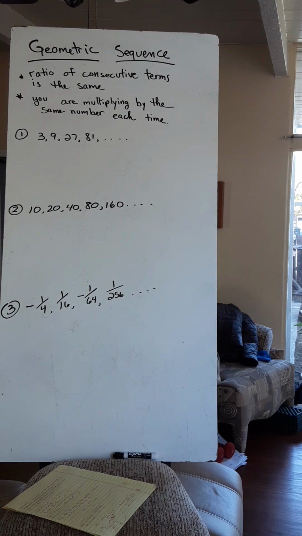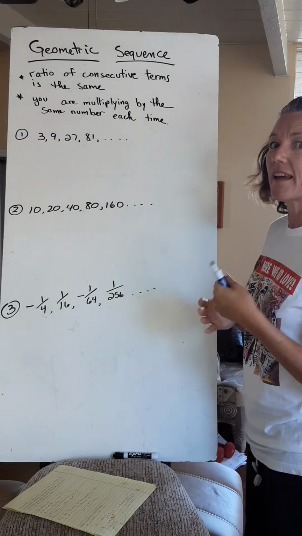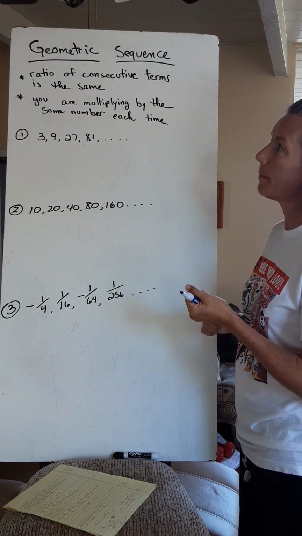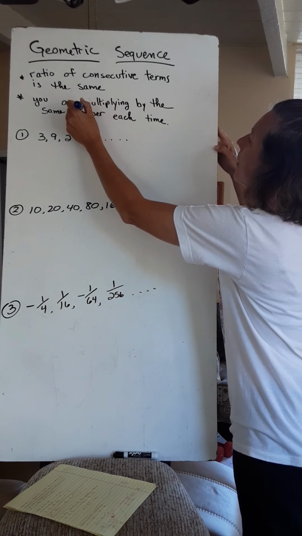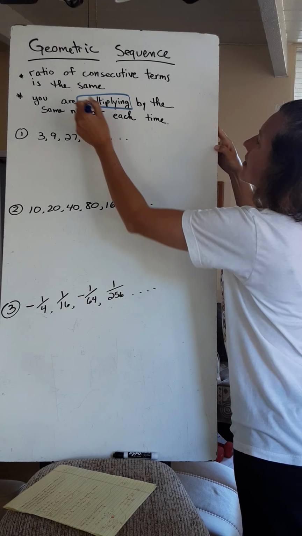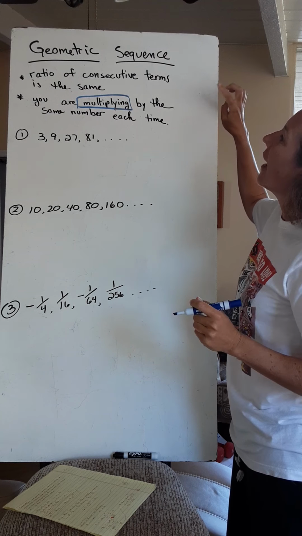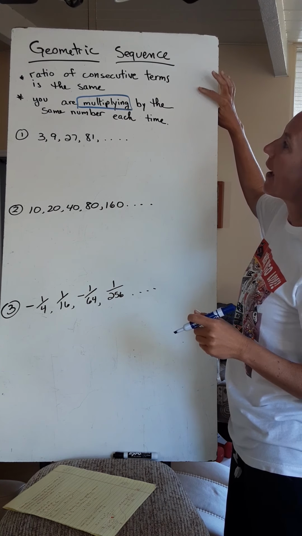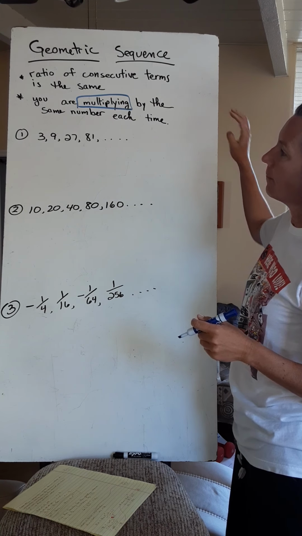All right, welcome back to Chapter 8. It's been a long break while we covered Chapter 3, but we're back to Chapter 8. We did arithmetic sequences before where you were adding the same number to each term. And now we're going over geometric sequences, which means you are multiplying by the same number every time. So, a geometric sequence has the ratio of consecutive terms the same every time. Or you can just think of it as you are multiplying by the same number each time.